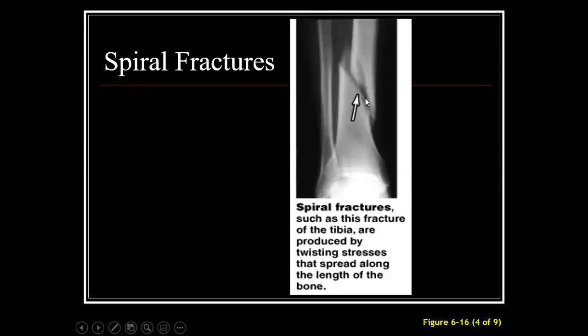Spiral fractures are also very bad because you can see all the jagged edges that are left. But this is from twisting. You actually twist that bone to the point of breaking it. You exceed its stress limit. This is a tibia. So down here is the ankle, and here's the fibula, and then up there will be a knee eventually. Produced by twisting stresses that spread along the length of the bone. So imagine planting your foot in football and then trying to spin around to catch the ball, but not moving your leg. If you do that severely enough, you can cause something like this spiral fracture.